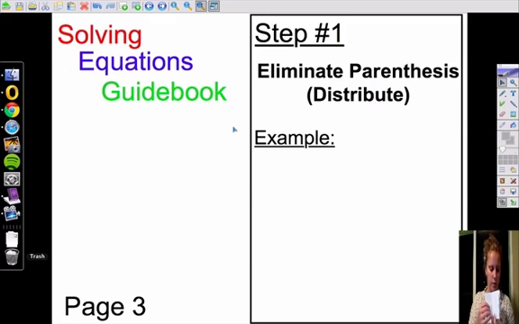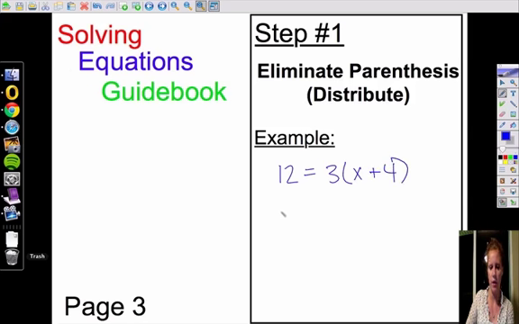Then step 1, this should be on the first page here. Step 1 is to eliminate parentheses. Yesterday we worked on distributing, and that's what we're going to do here. For example, if we have 12 equals 3 times x plus 4, you know now that this is going to say 12 equals 3 times x is 3x, and 3 times 4 is 12. That's the first step. Make sure that everybody gets that and an example down on that page.